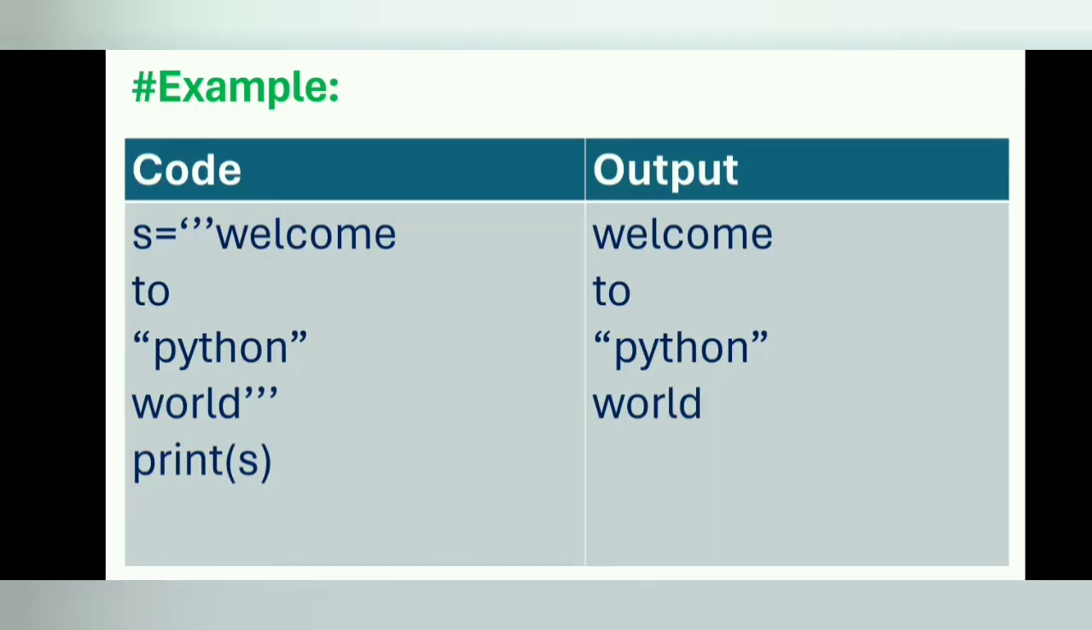Example. In this example, a multi-line string is assigned to the variable s by using triple quotes. In Python, a multi-line string starts and ends with 3 single quotes or 3 double quotes. The following print statement, print s, will display the string. They display on the screen exactly the way we type them. Python allows us to use single or double quotes inside a triple quoted string.